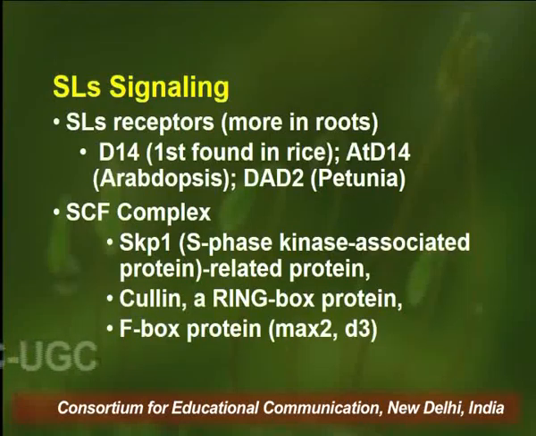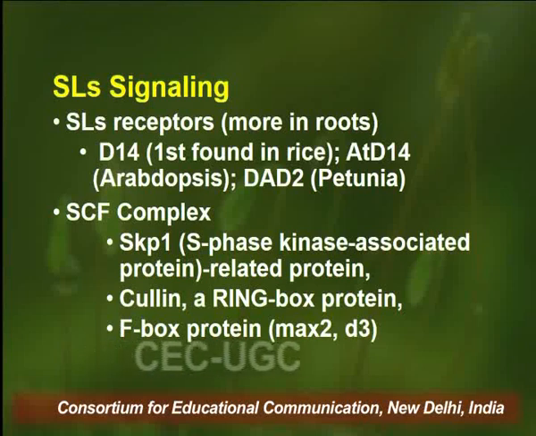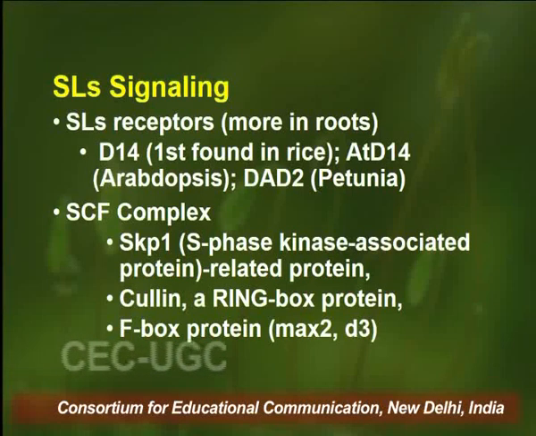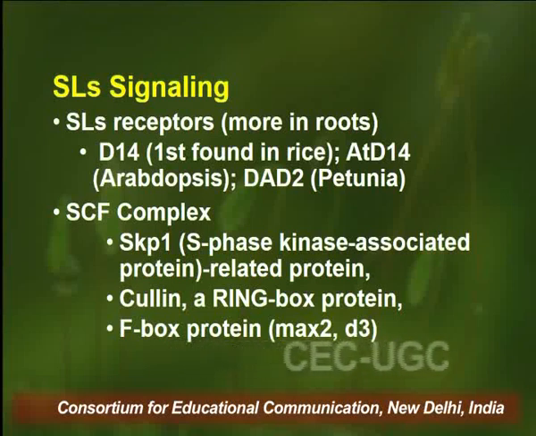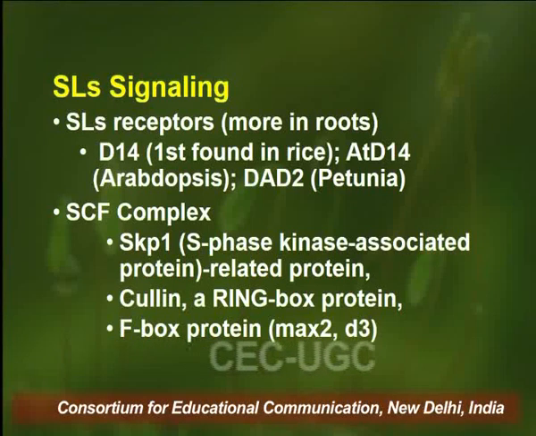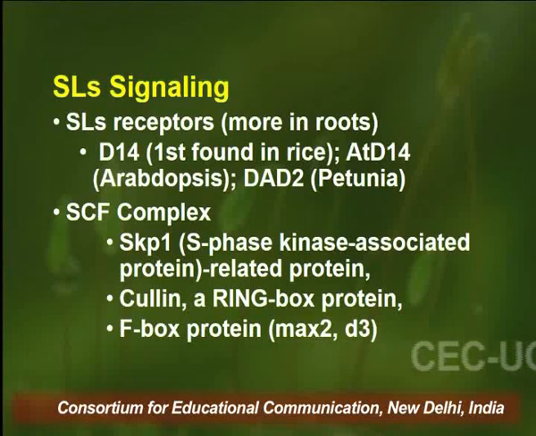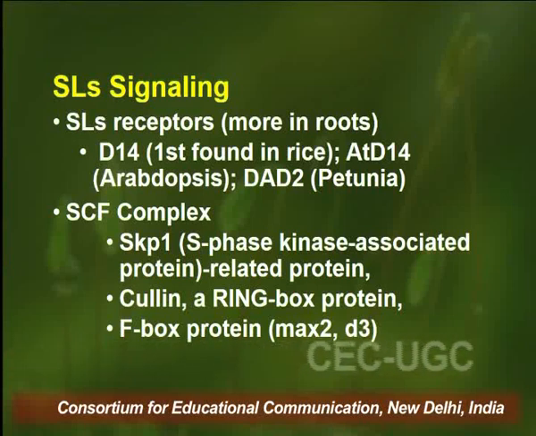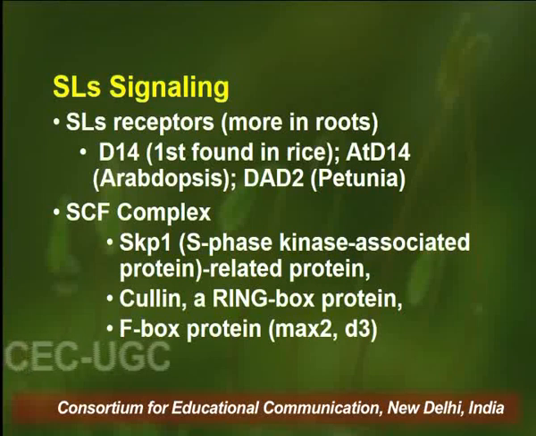Now we straightaway move on to the signaling mechanism of strigolactones, and the major components that play an important role in the signaling system are the receptors of strigolactones. Various reports have shown that these receptors are mainly present in the roots of the plant, and different receptors identified in different plants have been given different names, like Dwarf 14 or D14. It was found in rice, and this was the first receptor that was identified. Then AtD14 is the receptor present in Arabidopsis, and DAD2 is the receptor present in Petunia.